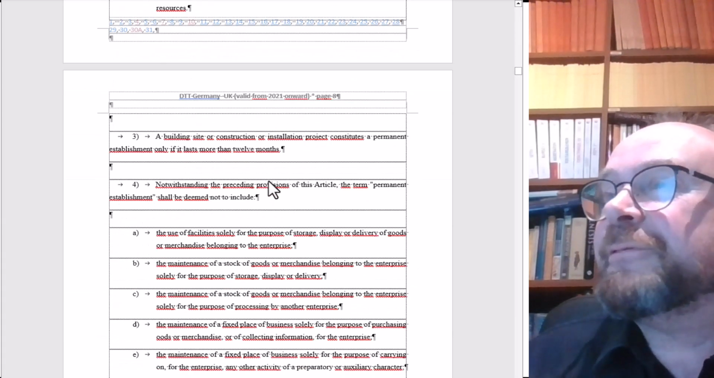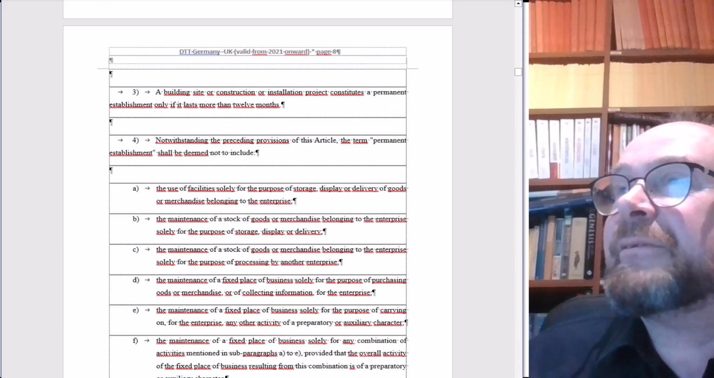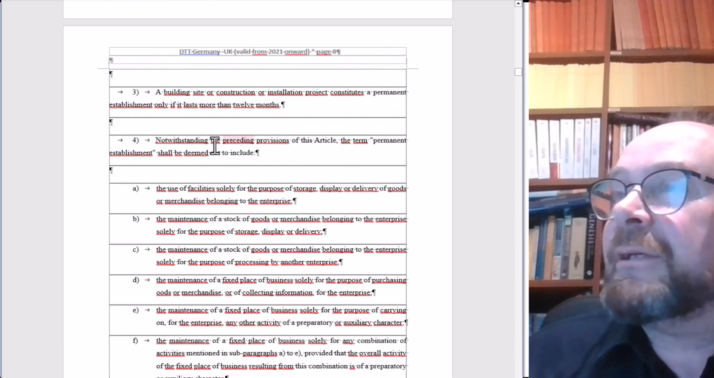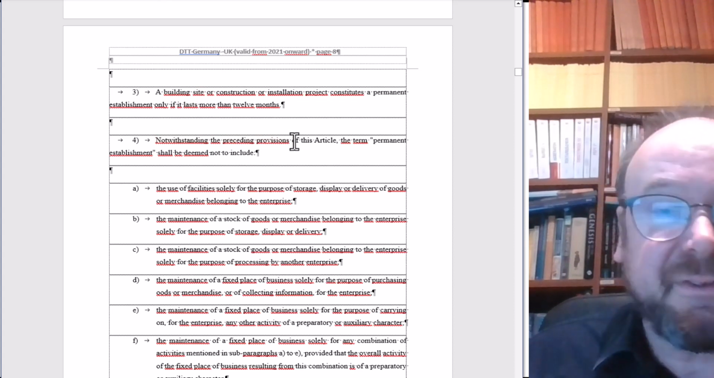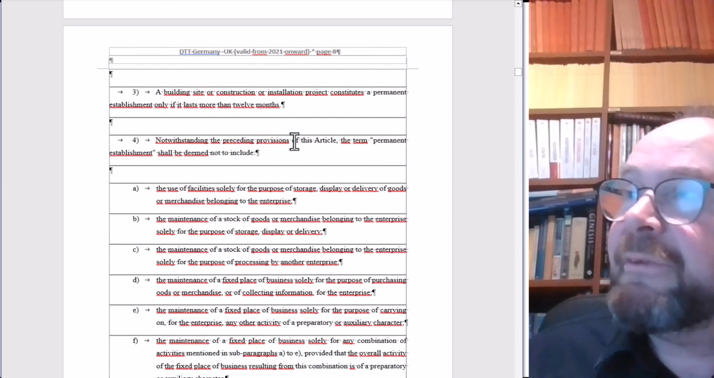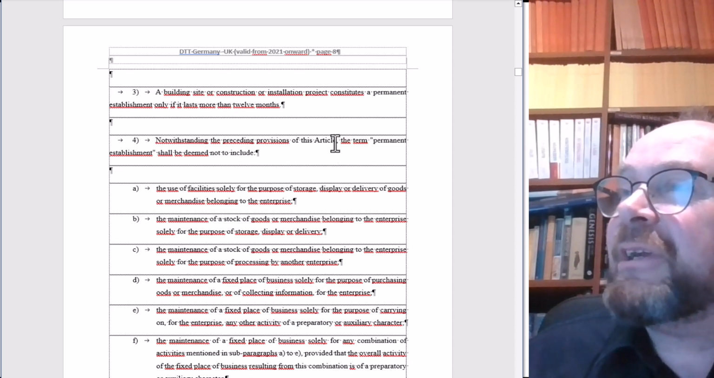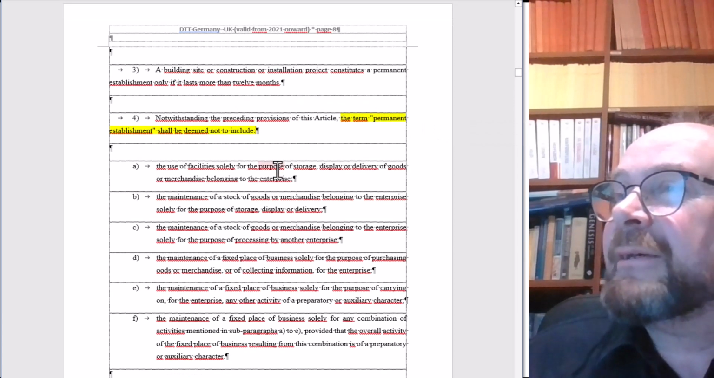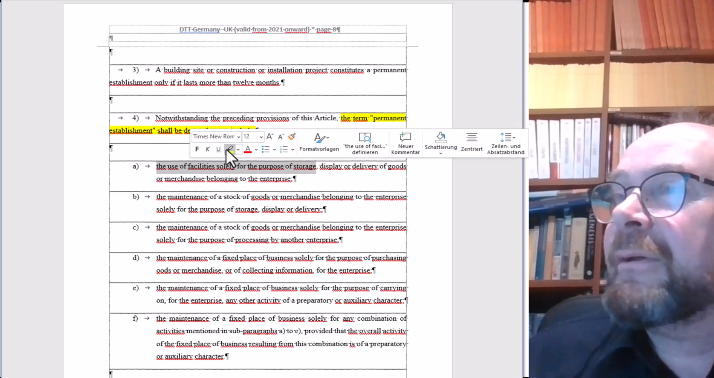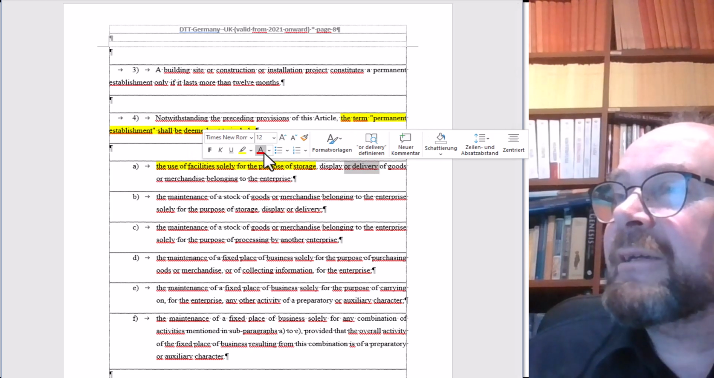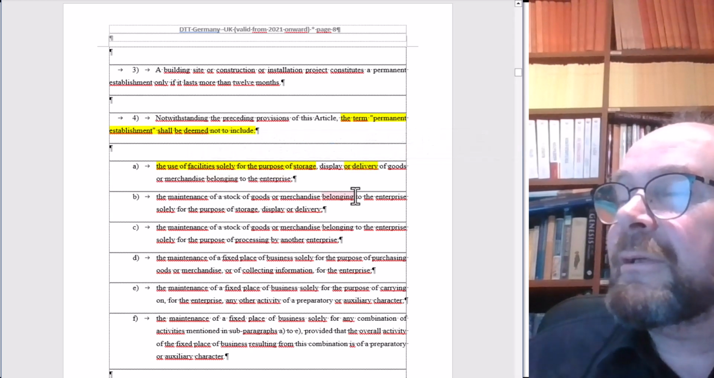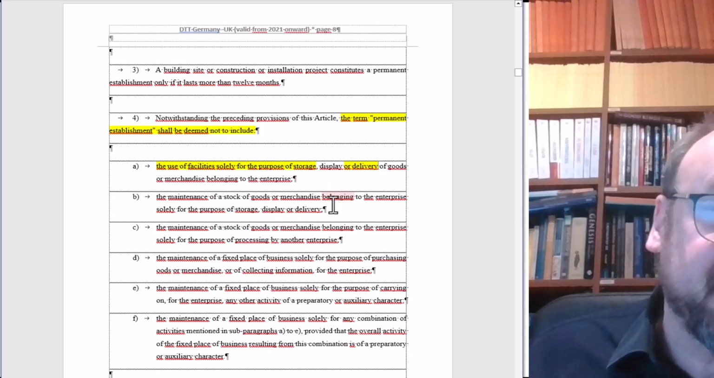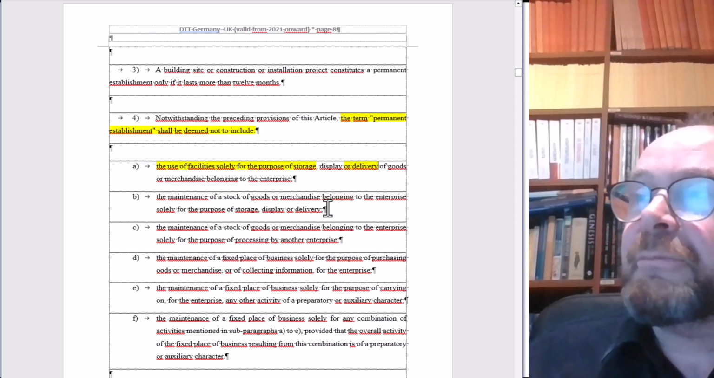However, 5.4 says, in the traditional version, irrespective of the preceding provisions, the term permanent establishment shall not include the following things: the use of facilities solely for the purpose of storage, display, or delivery of goods or merchandise belonging to the enterprise. That is exactly what Amazon does. So that would not be a permanent establishment.